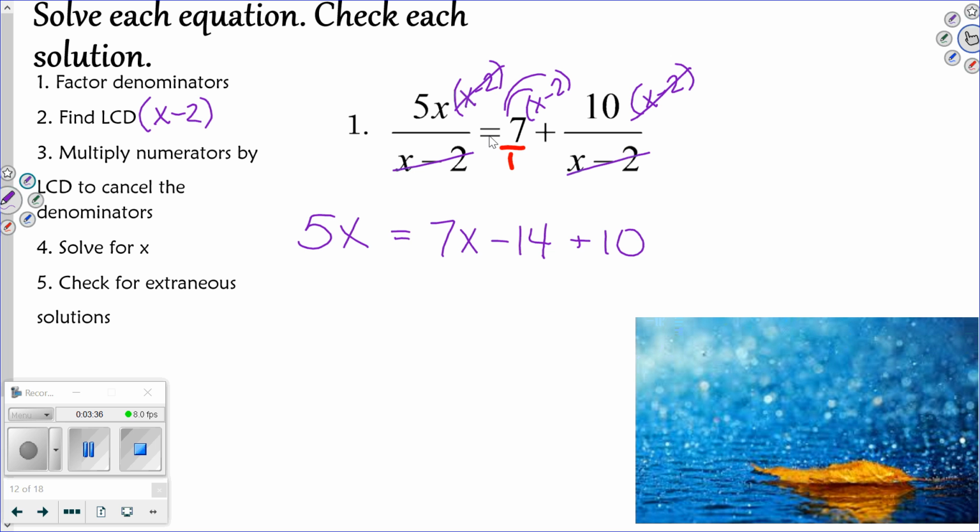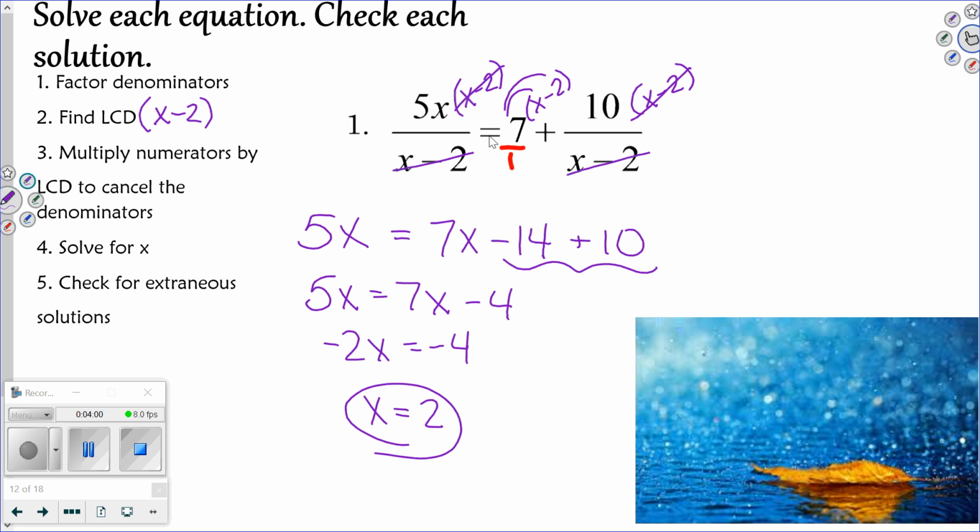All right, from here, I just need to clean this up a little bit. So I have some like terms going. So that gives me negative 4. Do I have to set this equal to 0 to solve? No, I'm going to solve like normal. So I'll move that over and get negative 2x equals negative 4. So x equals 2.